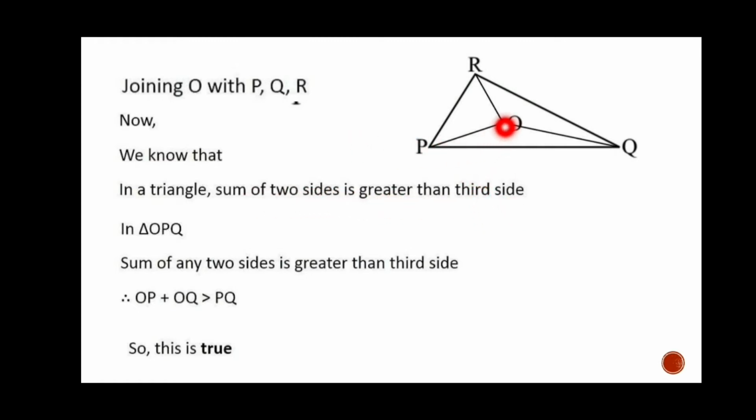So first of all we will see the triangle OPQ. Why this triangle? Because we have to prove OP plus OQ, and both these sides come only in this triangle. So you can see OP plus OQ is greater than PQ. Yes, by the side sum property we can write OP plus OQ is greater than PQ. Therefore this statement is true, because OPQ is a triangle. Hence we can write OP plus OQ is greater than PQ.